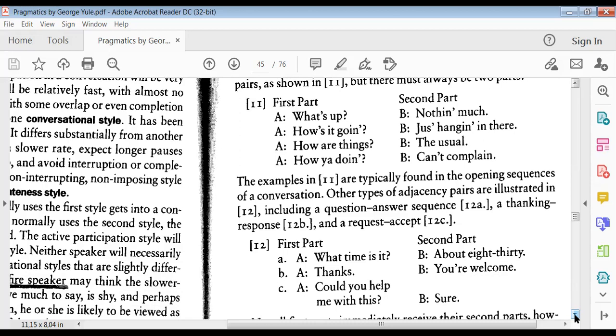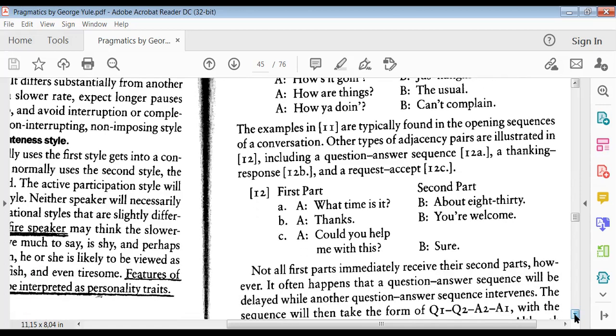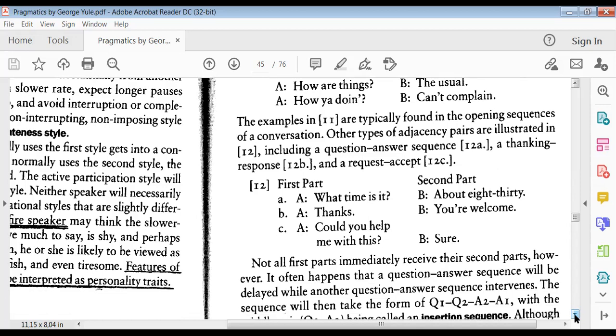Now, the examples in number 11 are typically found in opening sequences of a conversation. Other types of adjacency pairs are illustrated in 12, including a question answer sequence like 12A, a thanking response and a request accept. So the first part, what time is it, gets the answer about 8:30. Thanks. What's the typical response for thanks? The typical response is you are welcome. And could you help me with this? What's the typical response? It's sure. And some people might say, I am busy.